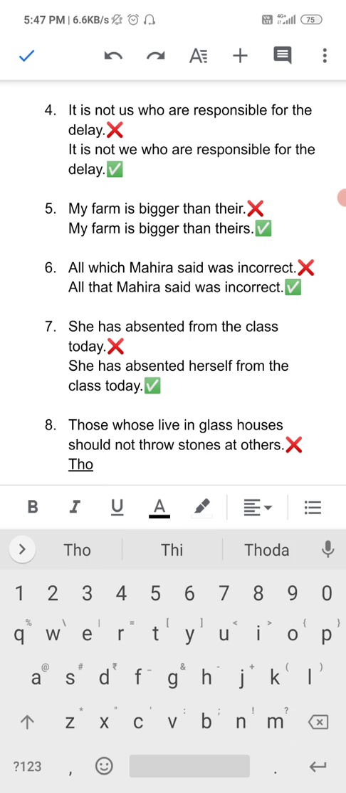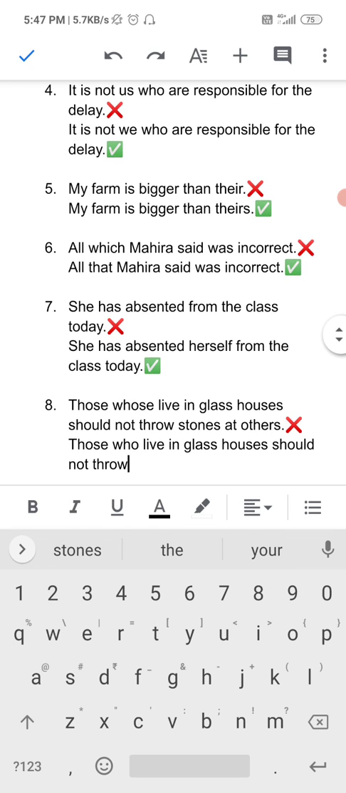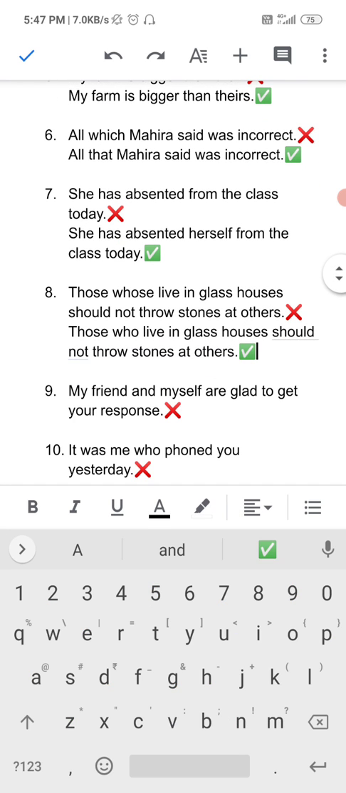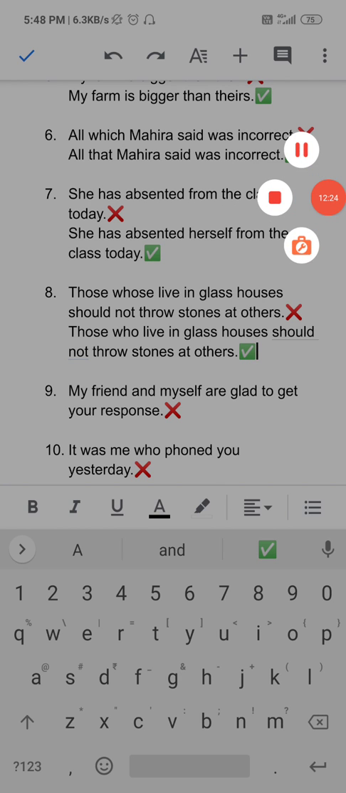Those who live in glass houses should not throw stones at others. This version is correct. Are you understanding this session? I hope yes. Question number 9.